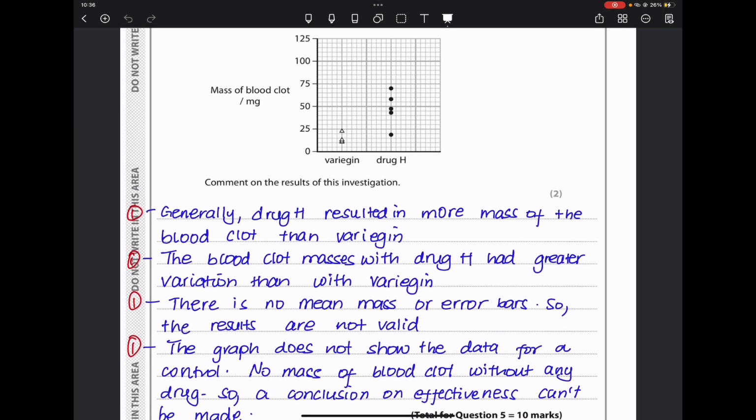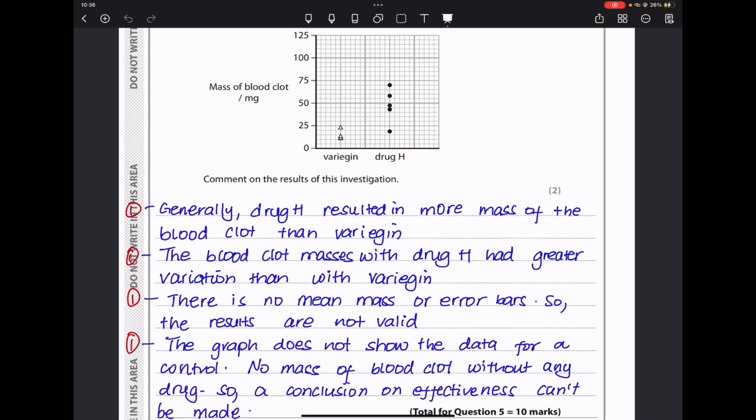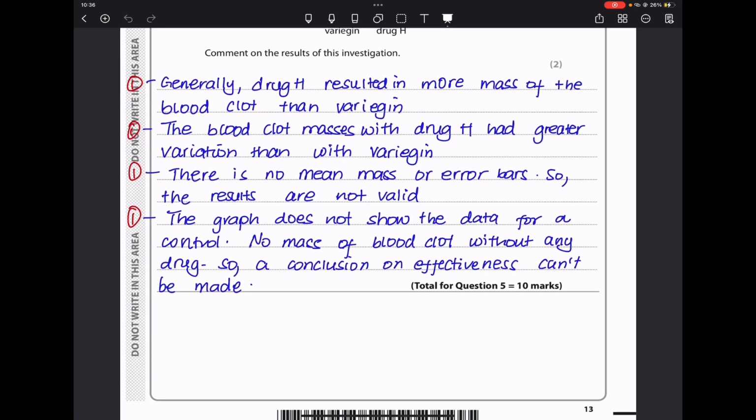Because they would have shown without a drug what the masses are, and then we can compare the masses without the drugs and then the masses with these two drugs in order to make a fair conclusion. So without that, we cannot conclude on the effectiveness of the drug. So this brings us to the end of question 5. Let's continue to question 6.